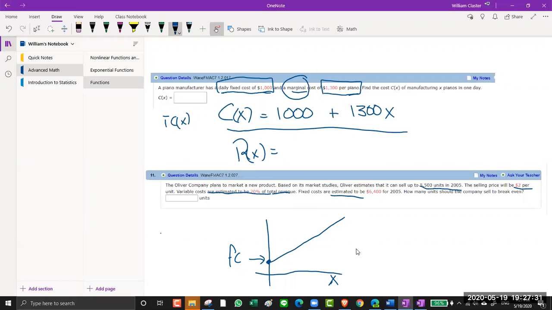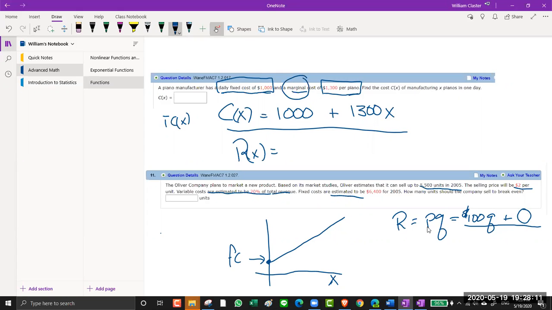Now, the revenue function: the revenue equals the price times the quantity. Let's say the price of this particular product is $100, so that would be the revenue function. What's the y-intercept for this one? No, the y-intercept is 0, right? There's nothing here, so there's no y-intercept for this one.